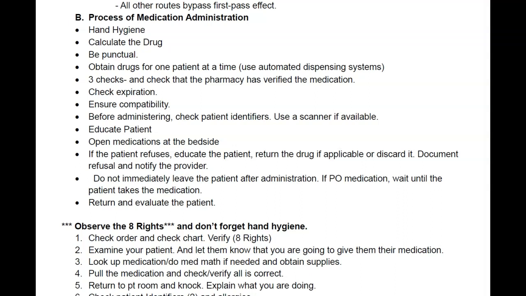If it doesn't, question it, return it, get another one with an expiration date. And again, ensure compatibility. Check for drug interactions, and that's why you also have your drug handbook. If you know that your patient is on medications A, B, and C, you have to know all of the medications that your patient is taking so that you can check for compatibility. Because again, there are medications that can't be given together.